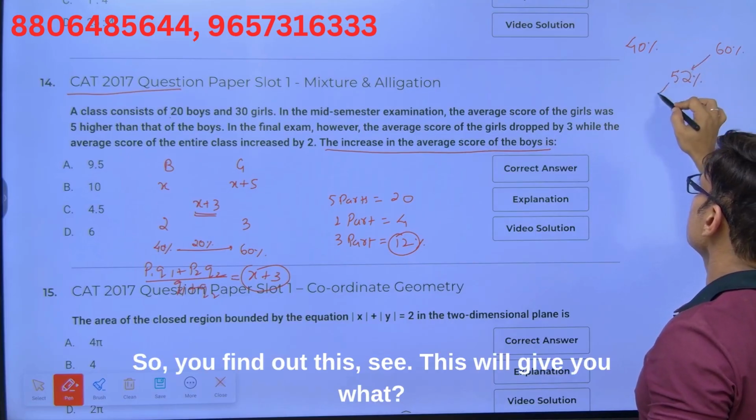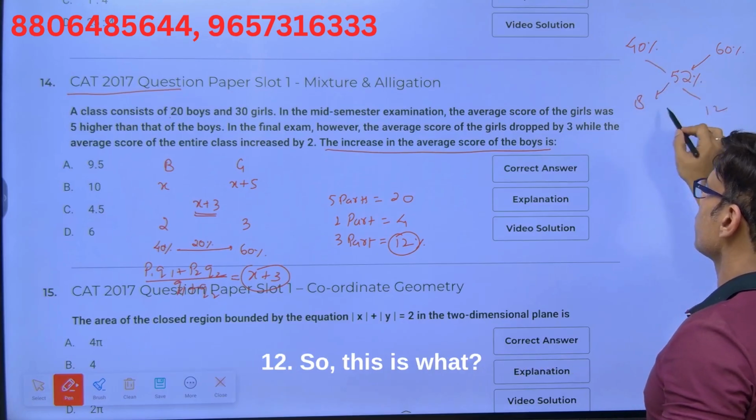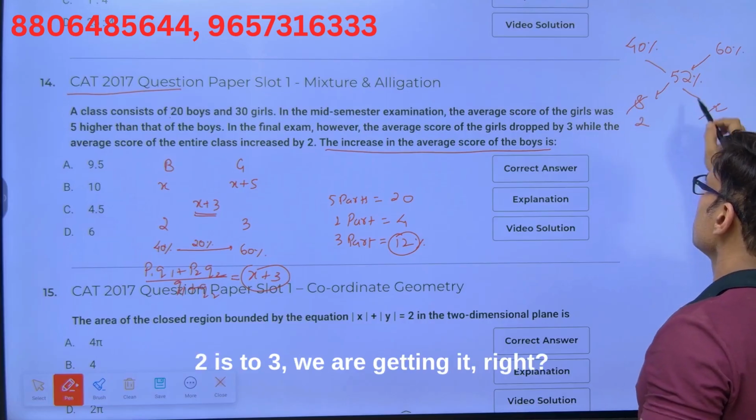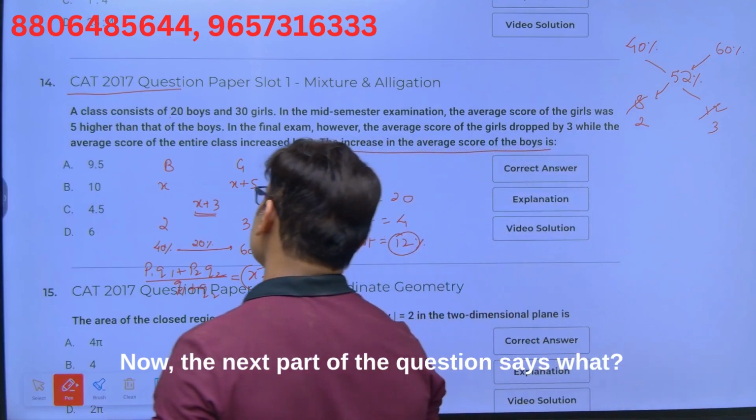So you find out this will give you 8 and this will give you 12. So this is 2:3. We are getting it, right? So we got 52%. Now the next part of the question says what?